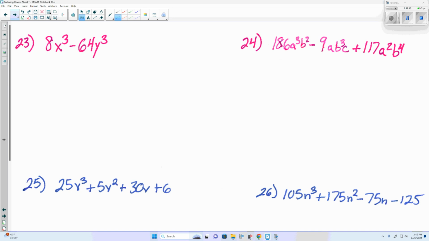Let's look at 23. So there's a good chance this is a difference of 2 cubes. But again, is there a greatest common factor? And it would be 8, because 8 does indeed go into 8x cubed and 64. If we factor an 8 out of 8x cubed, we're left with x cubed. If we factor an 8 out of 64, we're left with 8y cubed.